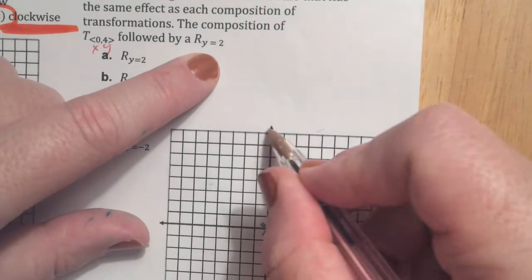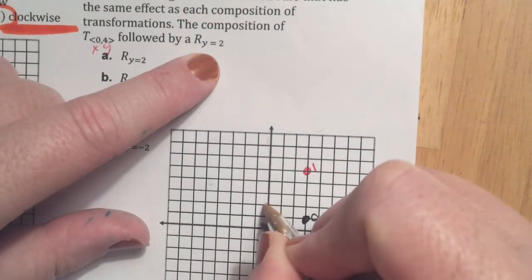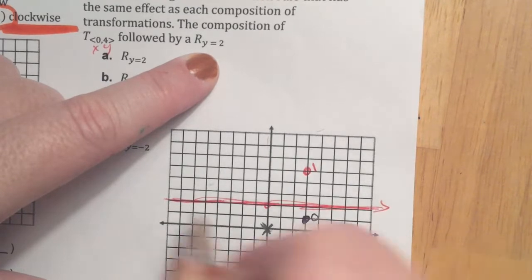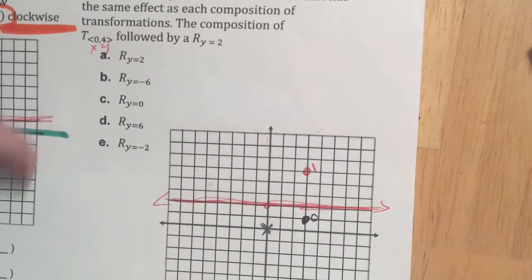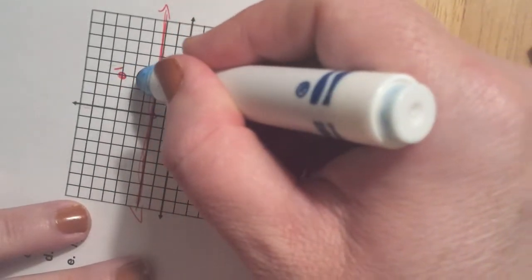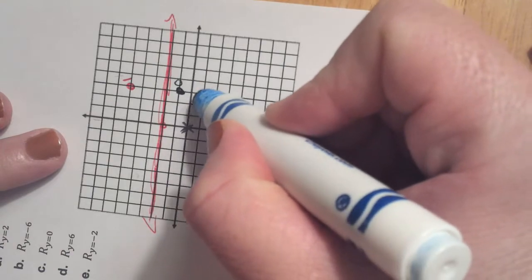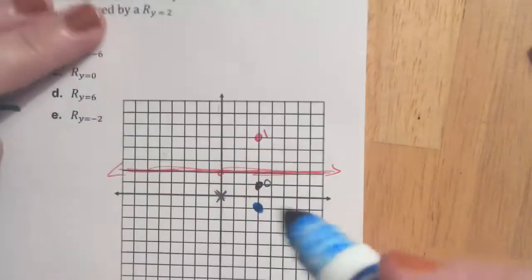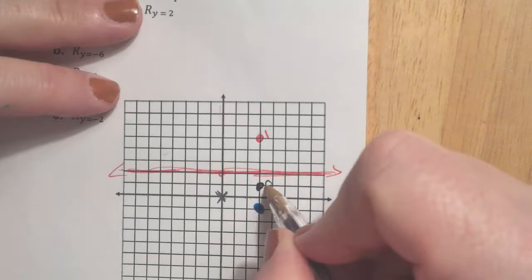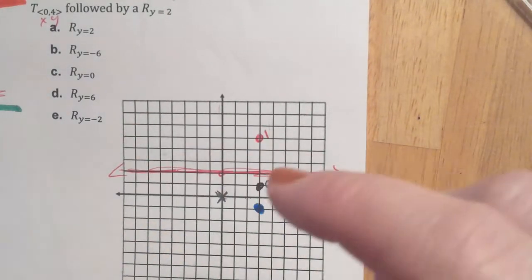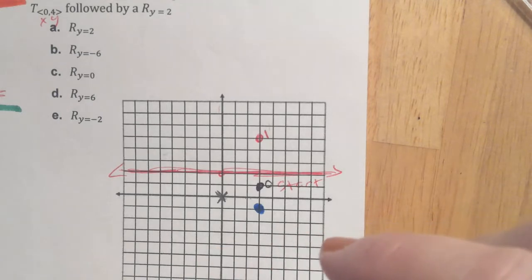All right, so here's the y-axis. Here's y is 2. So I need to reflect over that line. If I reflect over that line, that's 1, 2, 3 from the red line. 1, 2, 3. So I landed right here. So this is my start. And this is my finish.